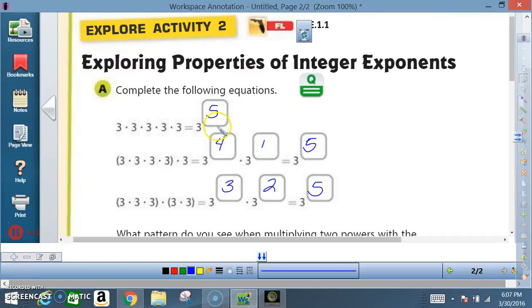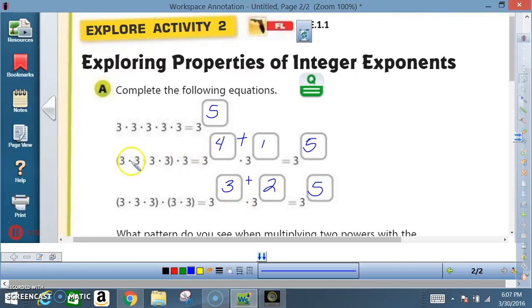All right, now here's what you should notice. You have 3 different versions of 3 to the 5th: 3 to the 5th from this version, 3 to the 5th from this version, and 3 to the 5th from this version. All right, the main thing you should notice is if my base is the same, 3 and 3, that means I have to add the exponents. If my base is the same, that means I have to add the exponents.